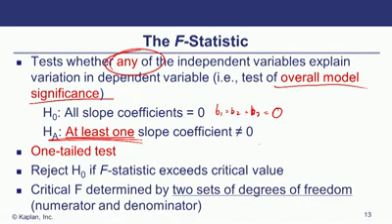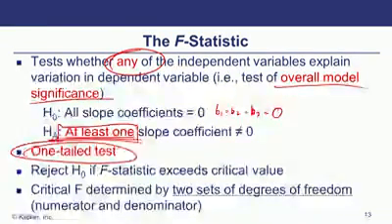That's a worst-case scenario. So if we were able to reject that worst-case scenario, we end up concluding that at least one, perhaps the B1 or the B2 or the B3 or maybe 2 or maybe 3, but more than 0 independent variables are significant. At least one is different from 0. Now this kind of test is a one-tailed test. Now why is it a one-tailed test?